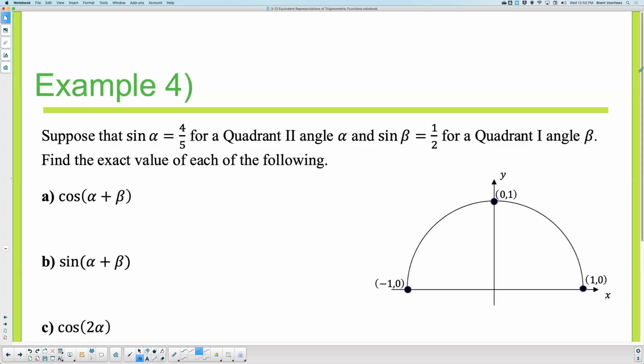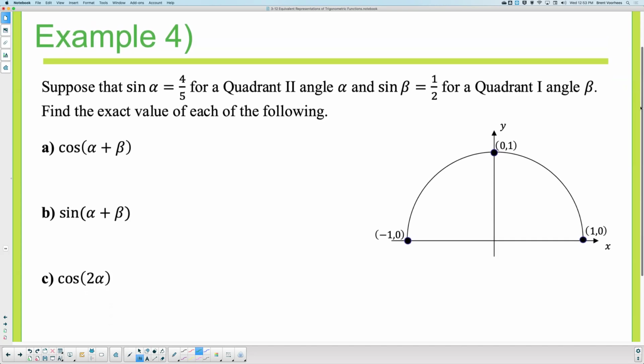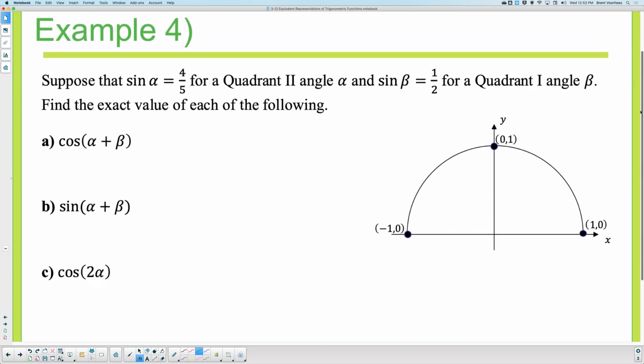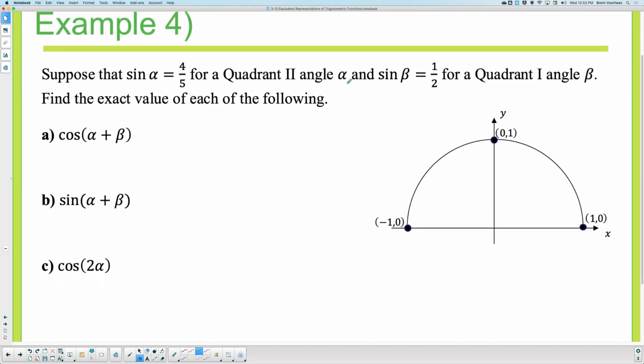All right, example 4. So now we get to start playing around with some things to help you understand how to solve this. It says, suppose that sine A is 4/5 for a quadrant 2 angle, alpha, and sine beta, or B, is 1/2 for a quadrant 1 angle B. Okay, so let's think this through. Sine is like which on a unit circle? Sine is what variable? Y.